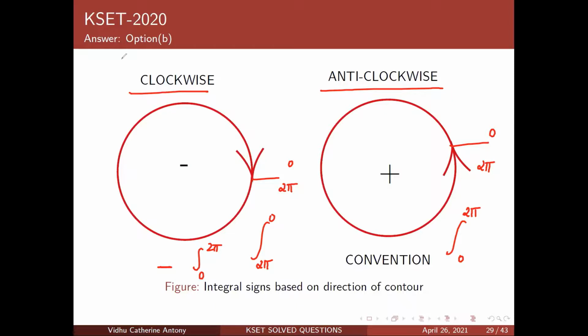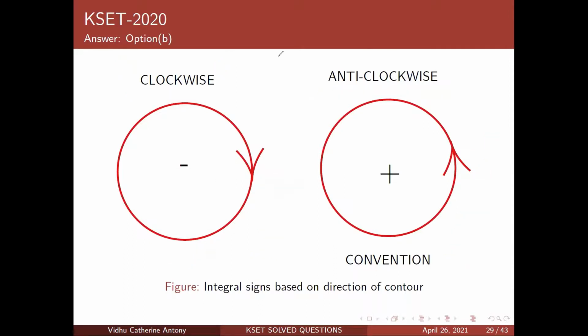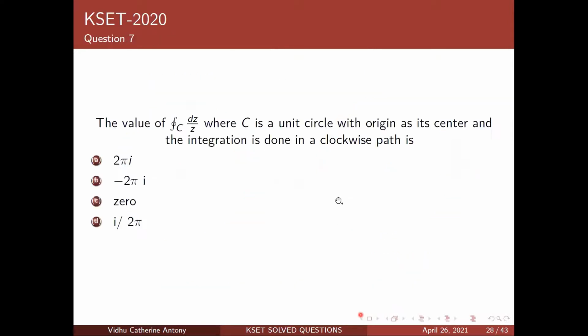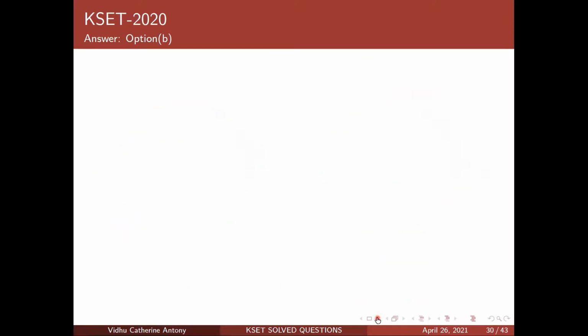Otherwise, if clockwise is specified in the question, then you do take it into account. Here, when we look at our question, they've actually specified a clockwise path. It's supposed to be negative, so you can automatically pick the answer as B. But what I'm going to do is not that. I'm going to show you how to do this whole thing.